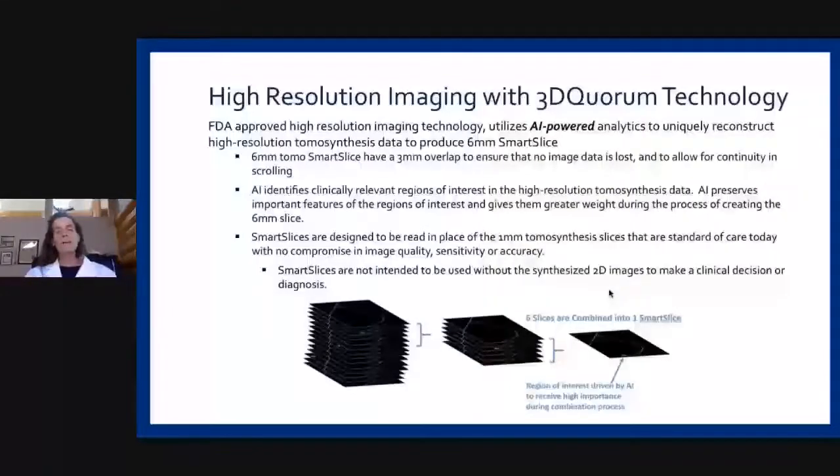So we're going to talk a little bit about the 3D quorum technology. What we do is we take the tomosynthesis slices, and we use artificial intelligence to highlight areas that are of interest. That's going to be highlighted on our smart slices, and it's going to, as I said, preserve the abnormality. So we take 6 tomosynthesis slices and combine them into one smart slice. And that's how we get our smart slice.